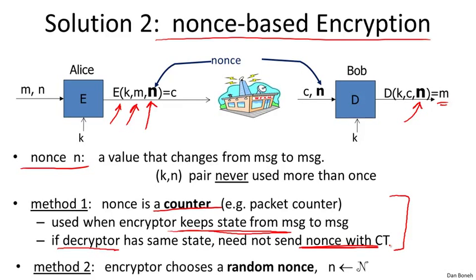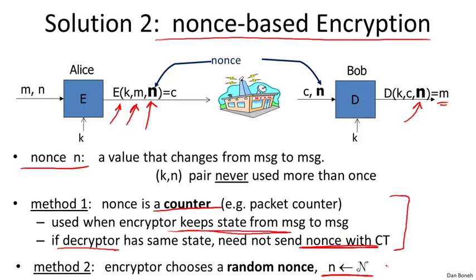Of course, another method to generate a unique nonce is simply to pick the nonce at random, assuming the nonce space is sufficiently large so that with high probability the nonces will never repeat for the life of the key. Now in this case, nonce-based encryption simply reduces to randomized encryption. However, the benefit here is that the sender does not need to maintain any state from message to message.